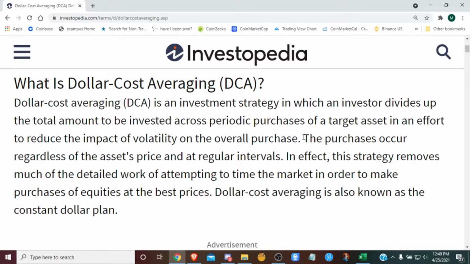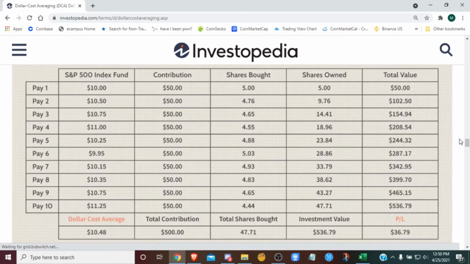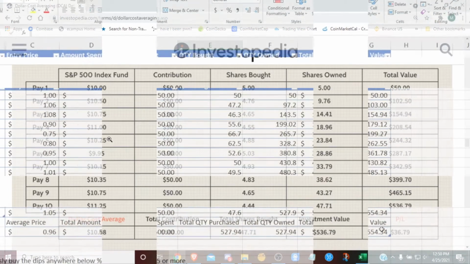But since cryptocurrency is so volatile, we have to change it up a bit. Here's an example of how it's used, but let me show you how to use it in cryptocurrency. Before I show you my chart, let me show you why this one is inefficient. As you can see, regardless of how much the share was worth, this person continuously bought in from $10 to $10.50, down to $10.75 to $11. He continuously bought in. Now take a look at my chart.